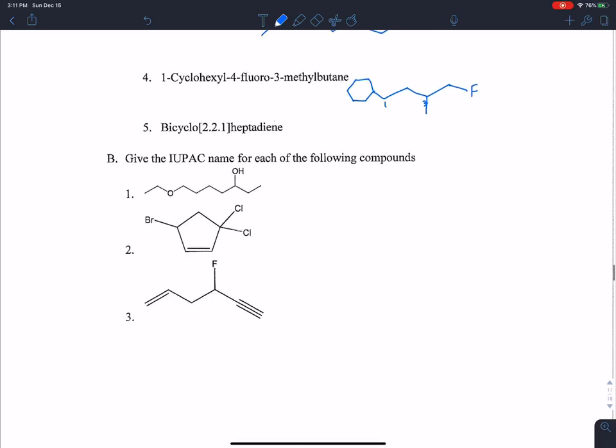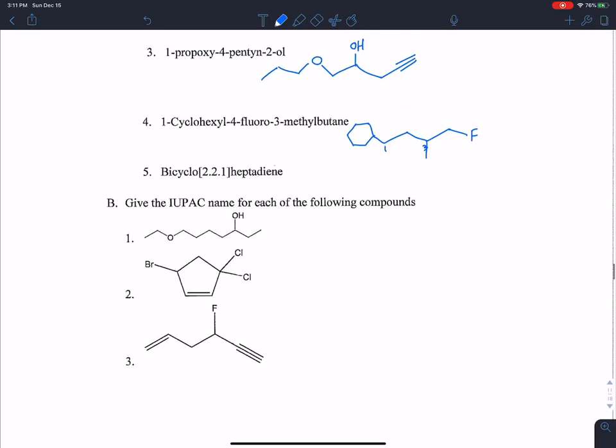Bicyclo 2,2,1-heptadiene. So to get 2,2,1 I would get 2 here, 1 in the middle, and then 2 here. So it should look like this. This is 2, 2, 1. So you're pretty much just making a cyclohexane with the little thing in the middle, like that.